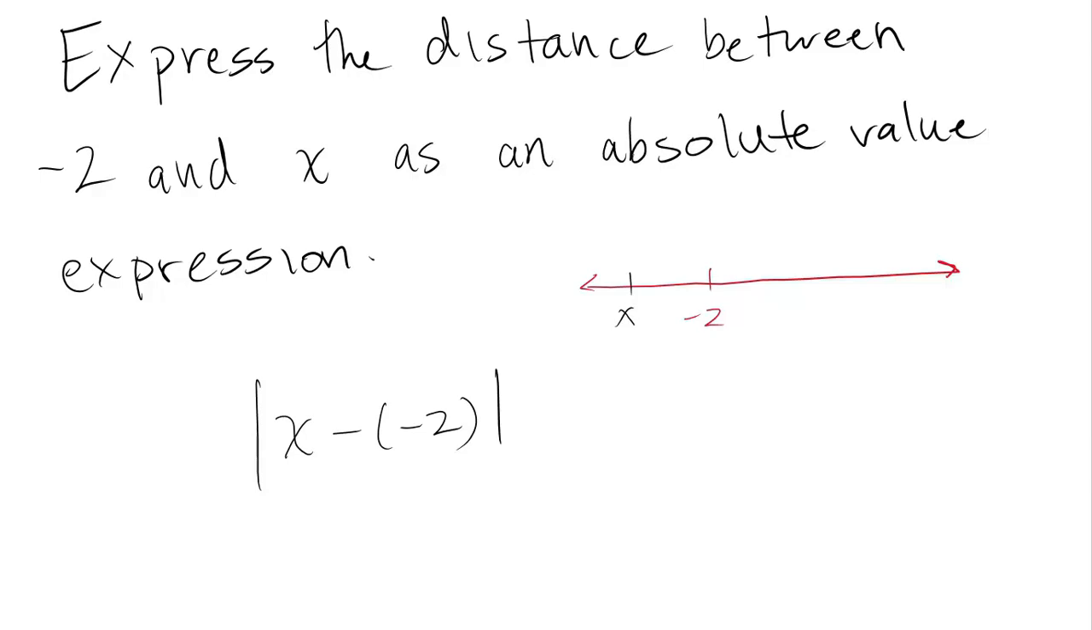But the reason why this one comes out looking different is that I can't leave the answer like that. Minus negative 2 can be rewritten as plus 2, and I would rewrite that. And now again, don't fall into this trap. A lot of people will look at this x plus 2 and be like, well, there's already a plus sign, so I can drop the absolute value bars.